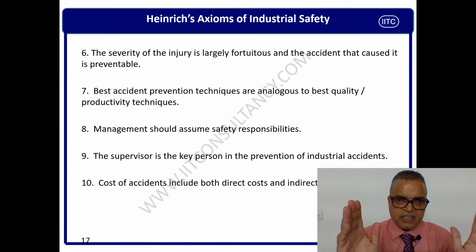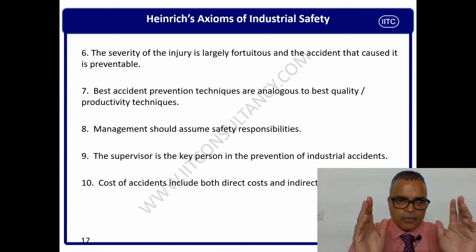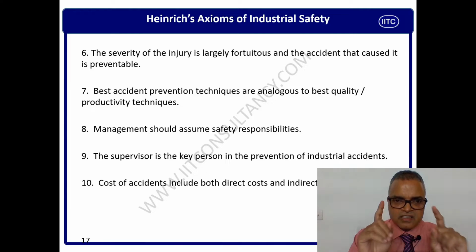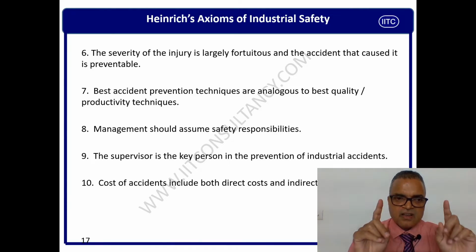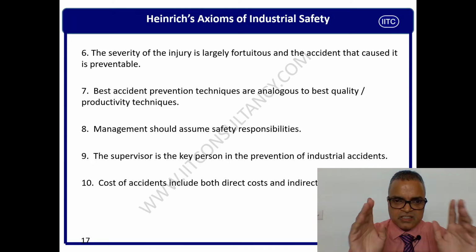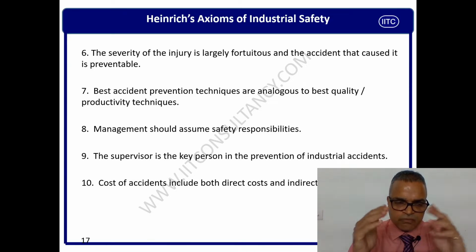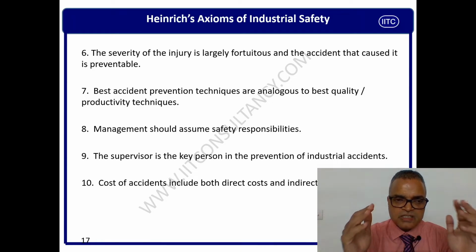The best accident prevention techniques are analogous to the best quality and productivity techniques. Management should assume safety responsibilities. Management should always understand the safety responsibilities, rules and regulations. The supervisor is the key person in the prevention of industrial accidents because he is close to the person who is doing the unsafe action, the substandard action. The supervisor can prevent all the accidents with the help of the team and a positive management attitude.